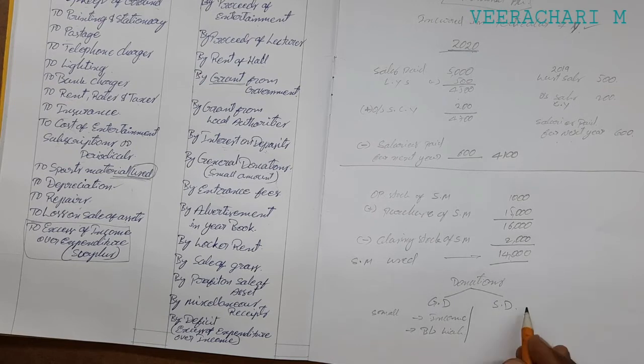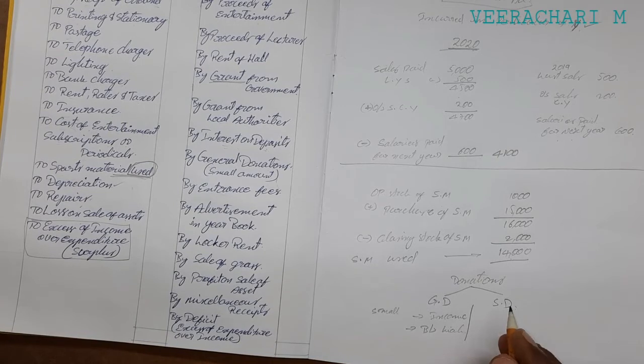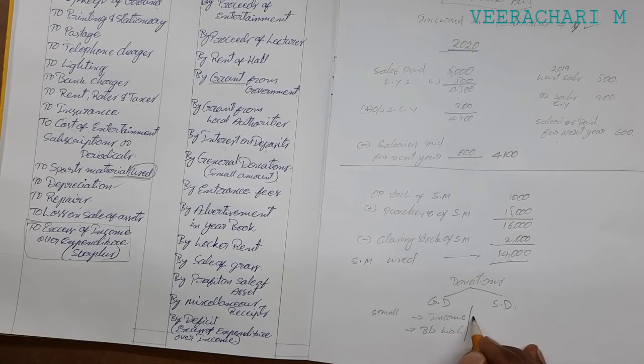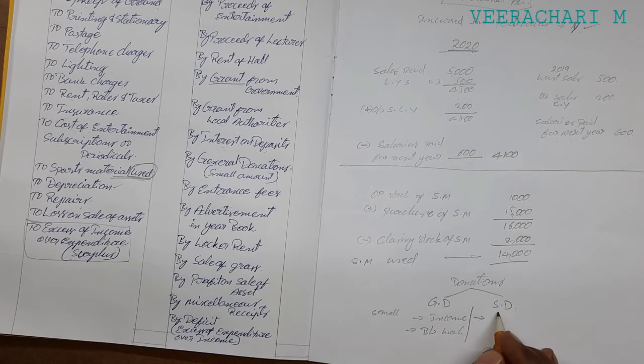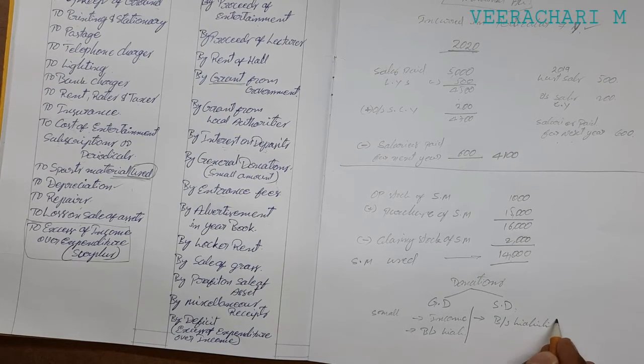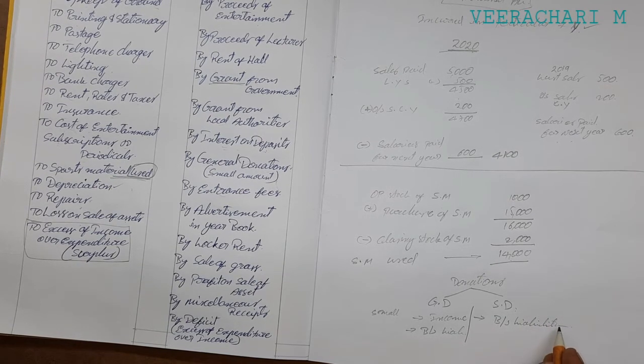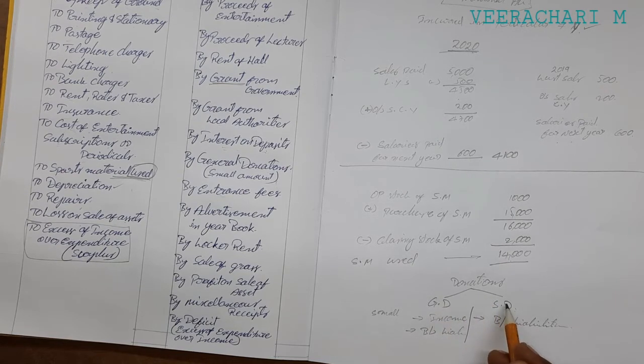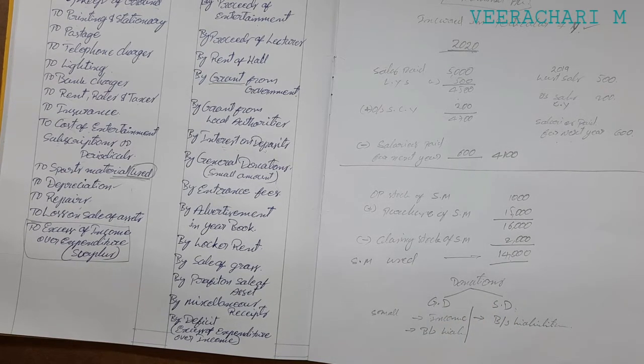And similarly, specific donations are amounts we should utilize for a specific purpose. These specific donations amounts should be utilized for that specific purpose, and whatever surplus amount, meaning remaining amount, is left should be shown under the balance sheet liability side only. That is the difference between general donations and specific donations.